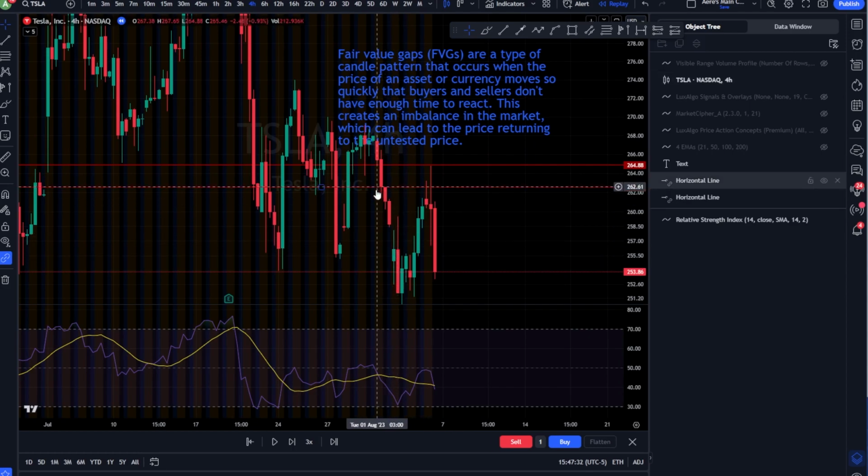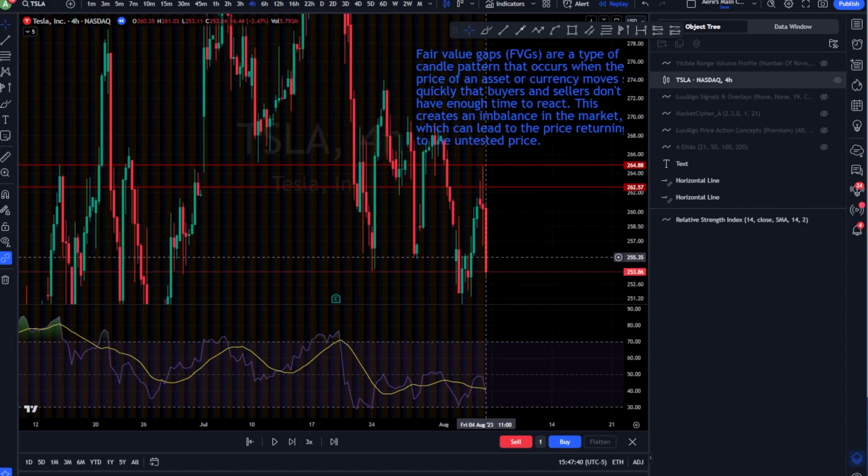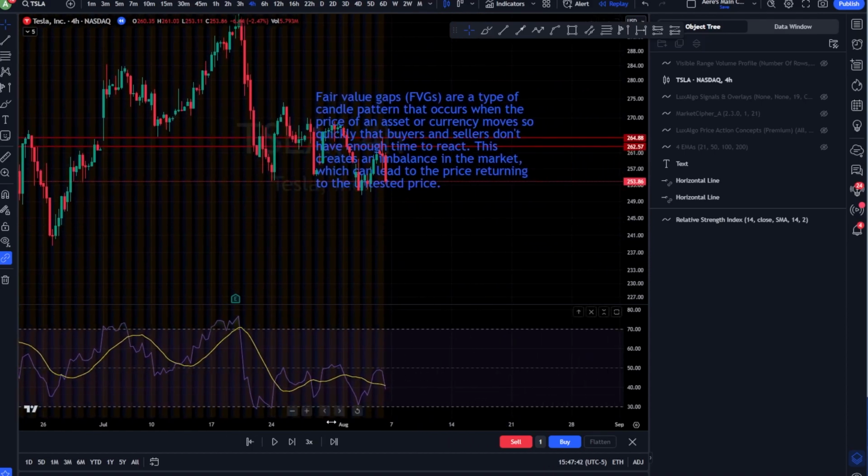So what happened, right? It came down, and got that bounce back to the top side. It cleared that fair value gap. And then look what happens after that.